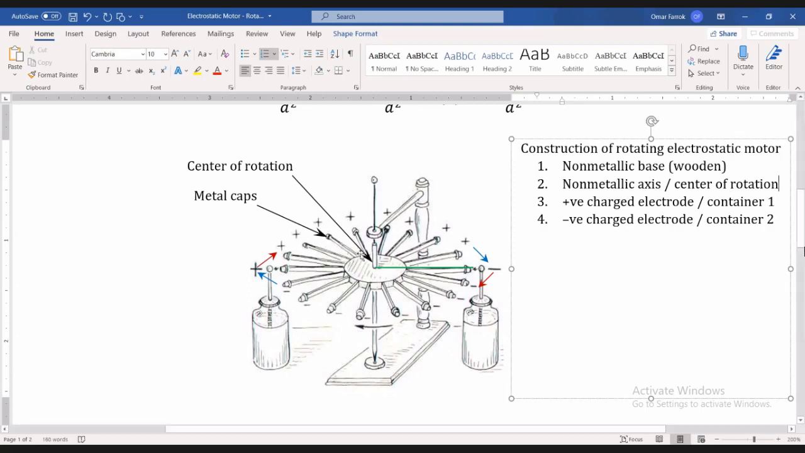A center of rotation or an axis is always needed, because it rotates. In each and every type of rotational motor there is an axis, but the difference is that in most cases a conventional rotating motor or electrical machine consists of a metallic shaft or metallic rotational axis, whereas the electrostatic motor requires a non-metallic axis or non-metallic shaft.